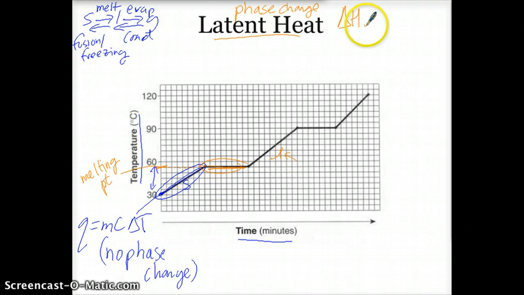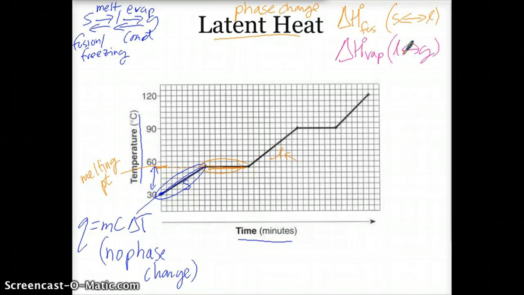And you'll either see it written in one of two ways. Delta H of fusion, so this is for solid to liquid and vice versa. Or you'll see it written as delta H naught of vaporization. This is for going between a liquid and a gas and vice versa.